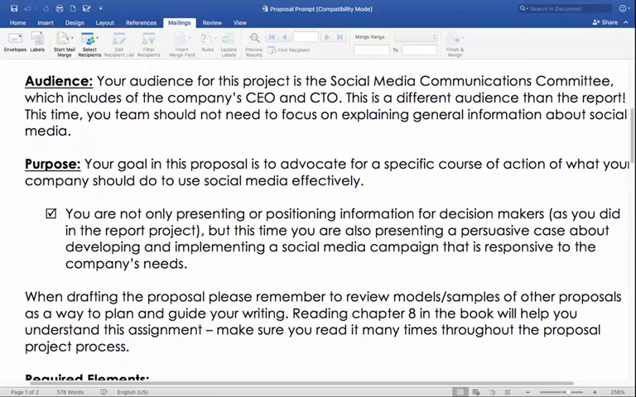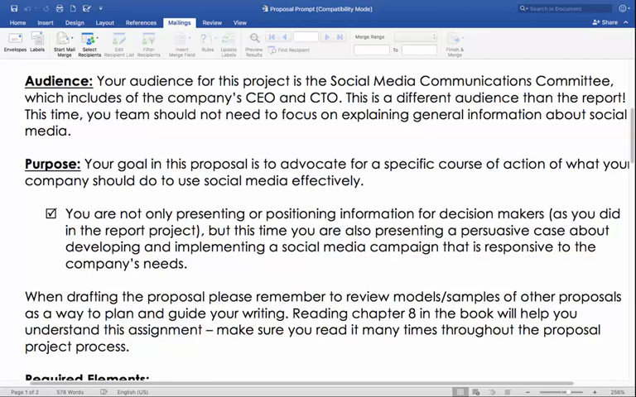Here's one of the other big differences: your audience is the social media communications committee for your company, and that's going to include the CEO and CTO. So basically you're talking to the C-suite, and you want to make sure that you tailor your recommendations to their needs. So this is not the old granny, and you're not going to need to give general information about social media because they're the social media communications committee. They're going to know a lot about social media already. So you don't need to spend a ton of time hashing out, this is what Instagram is and this is what a hashtag is. They're going to know all of that.